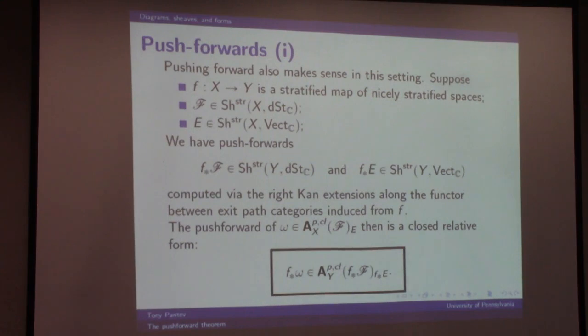Okay, but the push-forward theorem that was promised in my title. So here is the great thing about this. You can push forward, so you can get many new examples from examples that you understand. So if you have a nicely stratified map between nicely stratified spaces, and you have a sheaf of stacks on the source and a complex of vector spaces on the source, you can push forward the sheaf of stacks to get a sheaf of stacks on the target, and you can push forward the sheaf of complexes of vector spaces to get a complex of vector spaces on the target. And again, in terms of diagrams, these are just very easy kind of extensions.